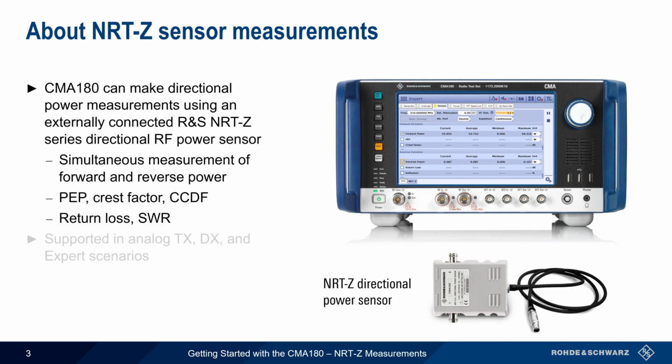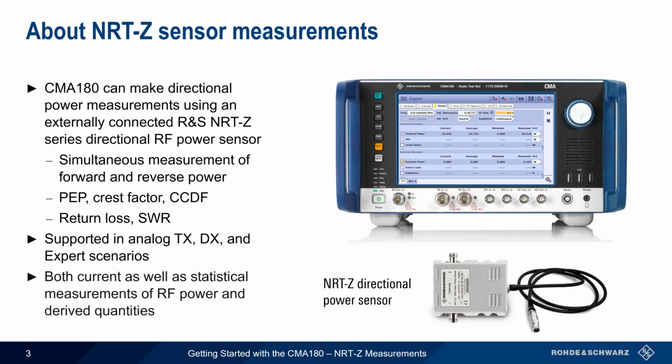Directional power measurements are supported in the analog TX, DX, and expert scenarios. In addition to providing real-time display of these measurements, the CMA can also provide statistical results as well.